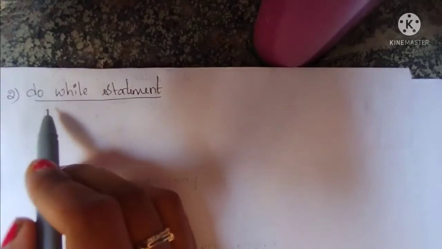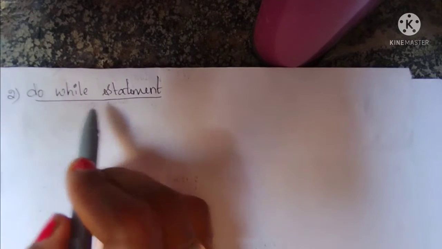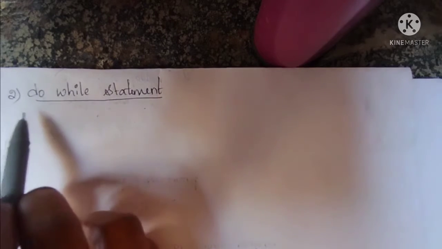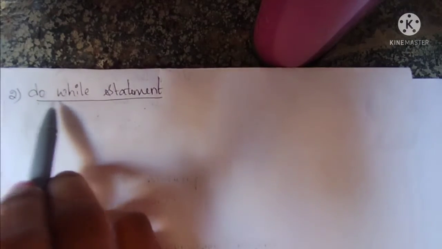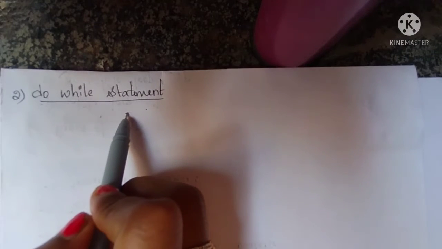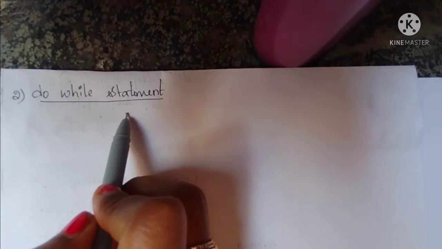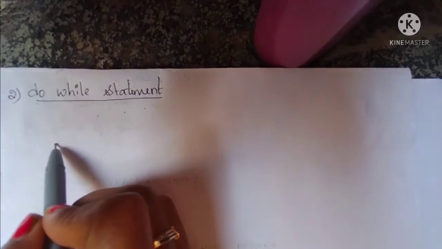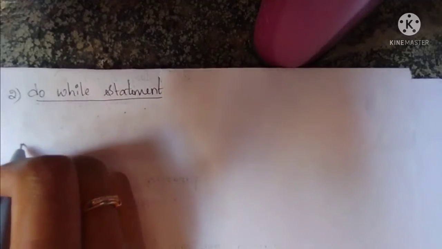Next we'll see what is meant by the do while statement. We have already seen what the while loop statement is. Next, the second one is the do while statement. So what is the purpose of the do while loop? If you want to execute the statements, I'll write here, one minute.